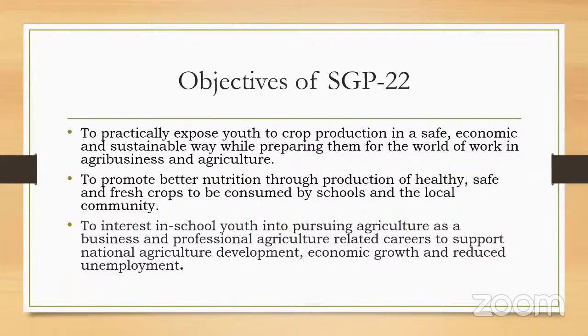So just running through the objectives of the project, the first objective is to practically expose youth to crop production in a safe, economic, and sustainable way, while preparing them for the world of work in agribusiness and agriculture. So it's no longer theory. We want to see the practical exposure. We are talking about crop production because our project has been designed starting from the crop end, but maybe we'll go into livestock in future.